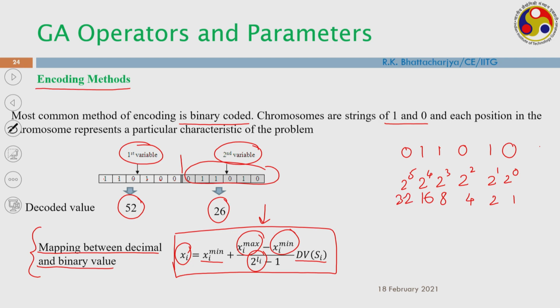Now, if this particular bit, the right hand side bit, is changed from 0 to 1, then the change in the decoded value will be just 1. But if you change this left bit from 0 to 1, then you are adding 32 to the new string. Therefore, the left hand side bits are more significant bits. If there is any change in a left hand side bit, the corresponding change in the decoded value will be very large. Similarly, if you change a right hand side bit, the change in the decoded value will be very small. I will use this concept when I discuss crossover and mutation.